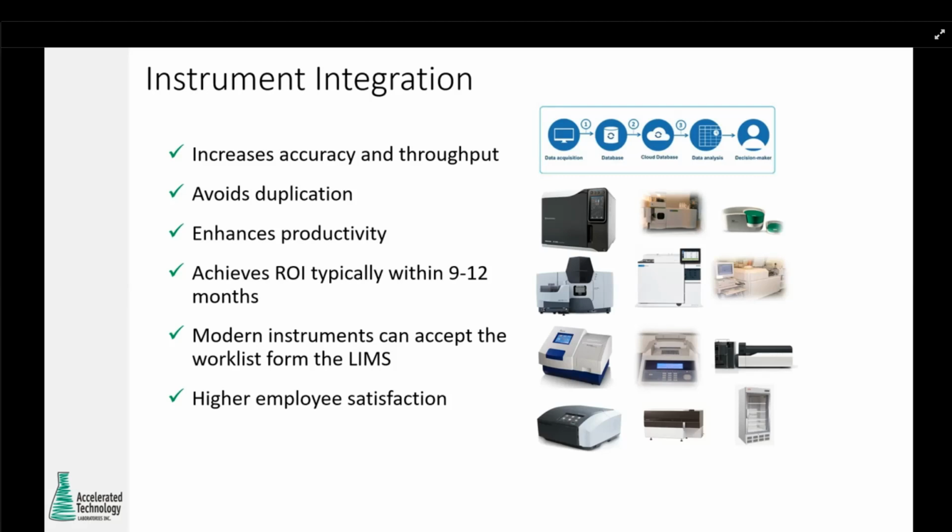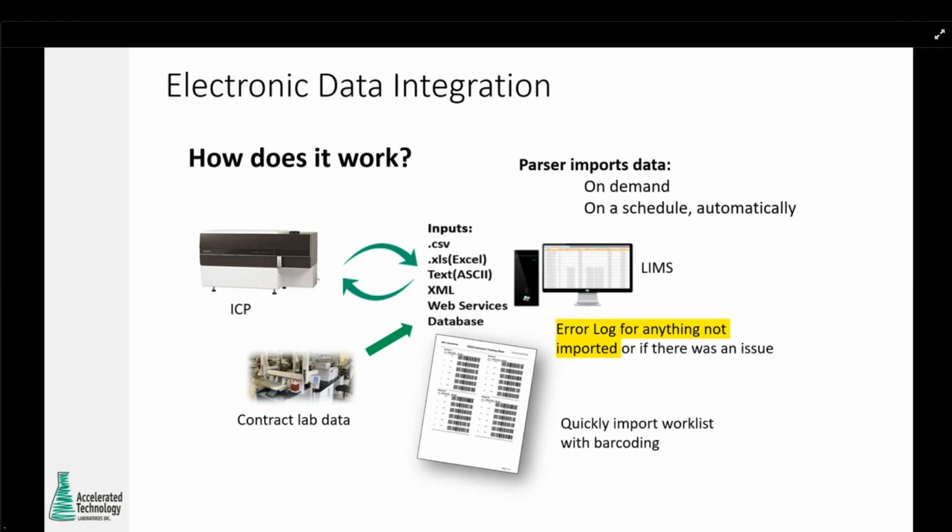And most modern instruments can also receive a work list from the LIMS, so the samples can be organized in the LIMS with all the QC inserted. That work list can be exported to the instrument. The instrument can run the samples, and then once the run is completed, it can send the results back to the LIMS. And it also results in higher employee satisfaction because analysts don't have to spend time cutting and pasting or rekeying in data. How does it work?